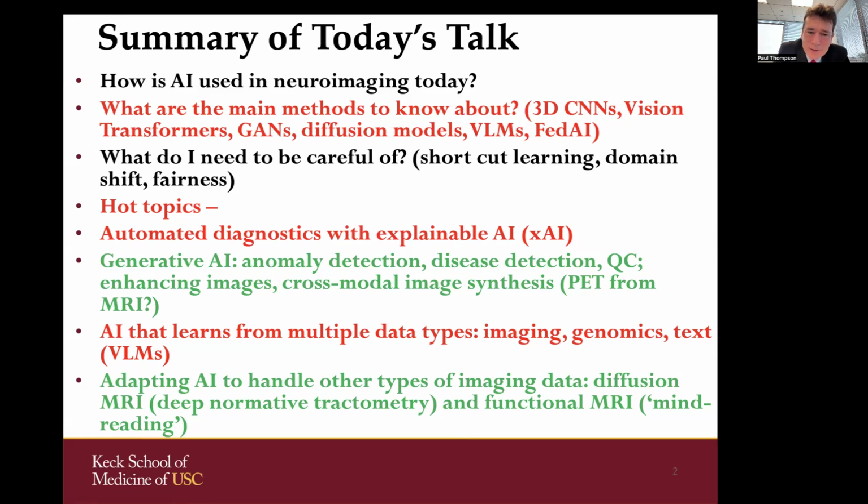There's also AI that learns from multiple data types. So you can use imaging and genomics and query those images with text using something like ChatGPT, and we'll talk about those. And finally, we'll talk about adapting AI to other types of neuroimaging data, diffusion imaging, which can be used for tractometry in conjunction with AI, and also functional brain mapping and even mind reading.